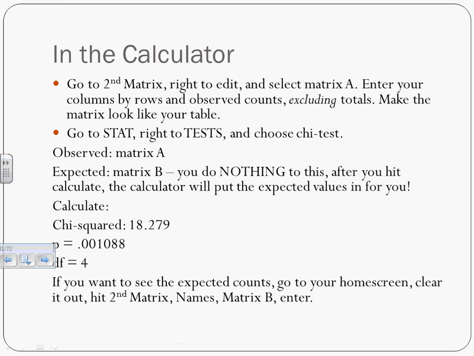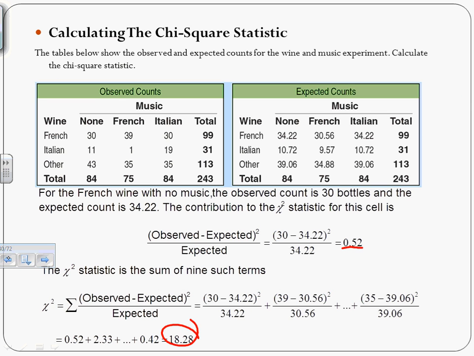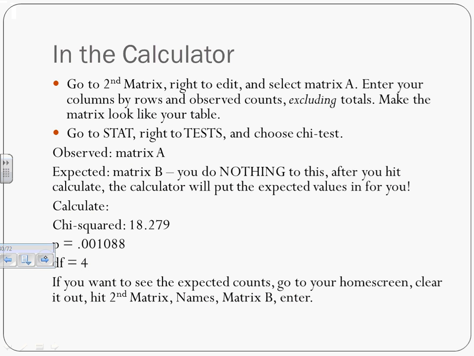So another way you could do this is in your calculator. If you go to the matrix button, select edit, and go to matrix A. In matrix A, you're going to enter your 3 by 3. So put all of your observed counts into matrix A, and they were basically these right here. And if you need help with matrices, just let me know. I'll help you out. But I think most of you should have that skill down.